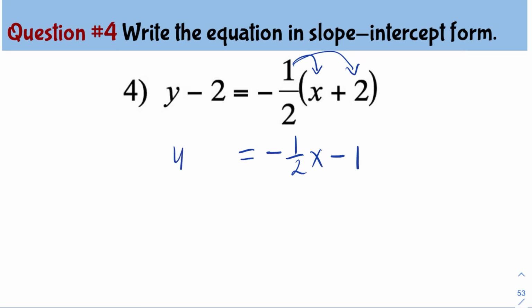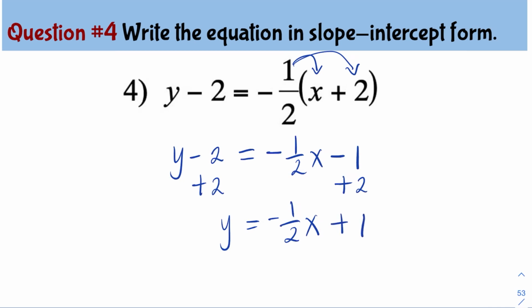The left side is y minus 2. Doing the inverse operation for minus 2, we need to add 2 to both sides of the equation. So now we have y equals negative 1/2 x, and negative 1 plus 2 is 1. So this is the slope-intercept form.